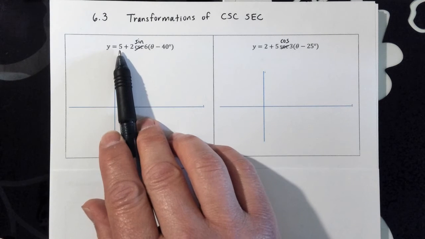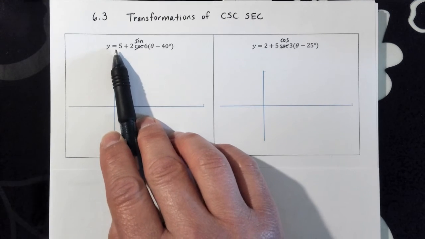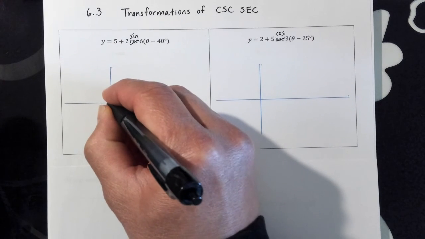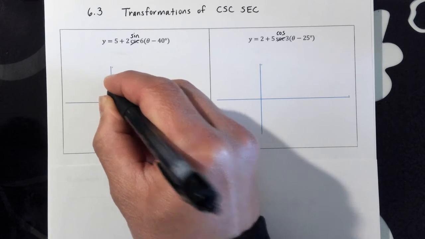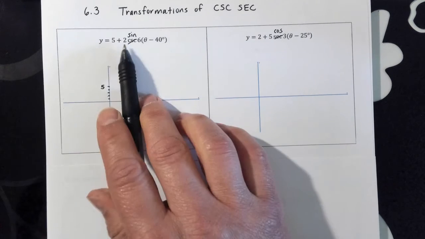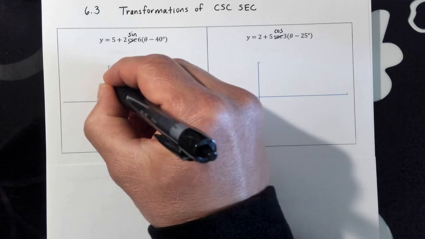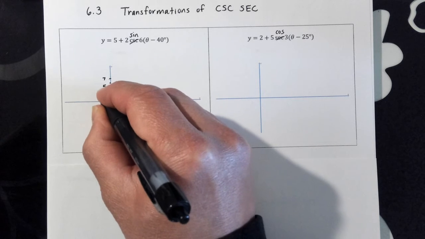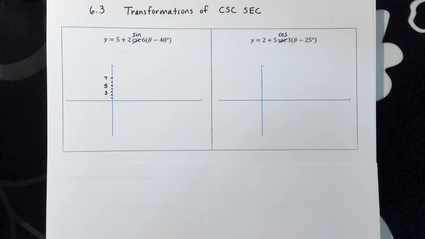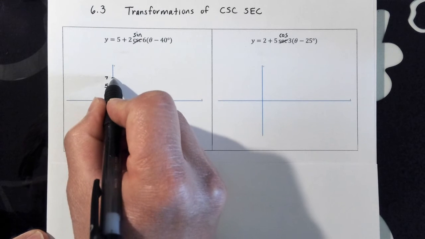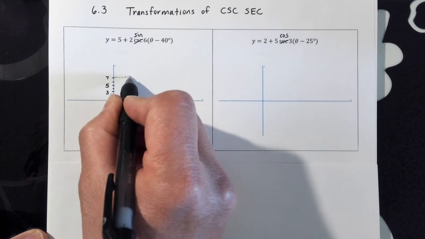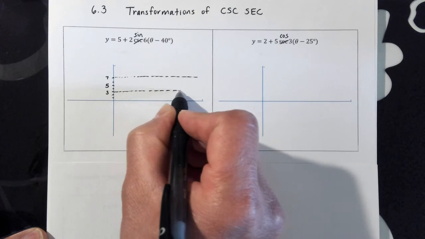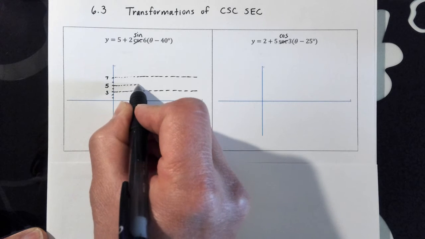So 5 is the sinusoidal axis. Again, keep in mind I'm going to first graph sine. 1, 2, 3, 4, 5. And the amplitude is 2, so 6 and 7. 1, 2, 3. Voila, so there's your road. Top of the road, bottom of the road, middle of the road, aka sinusoidal axis.